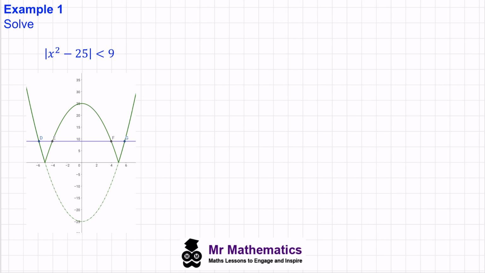So if we go back to our inequality, well, the modulus of x squared minus 25 is in green, and this has to be below, because it is less than 9, so it has to be below the purple line. And you can see it is below the purple line between points D and E and F and G. And points D and G come from a positive version of x squared minus 25.